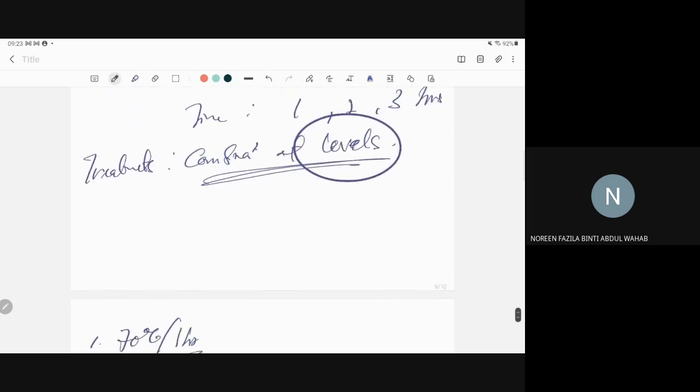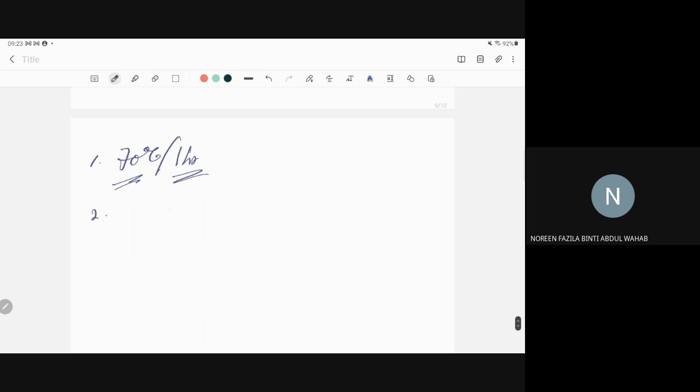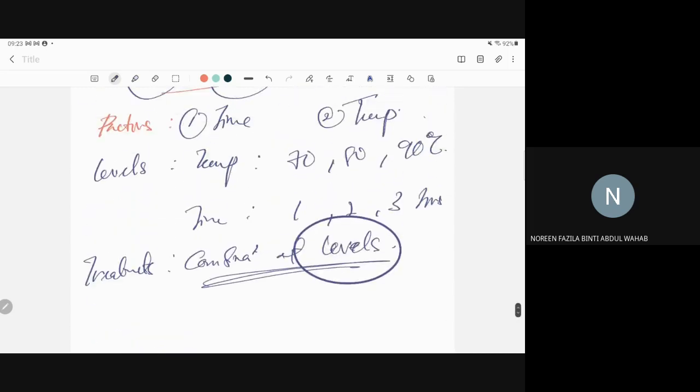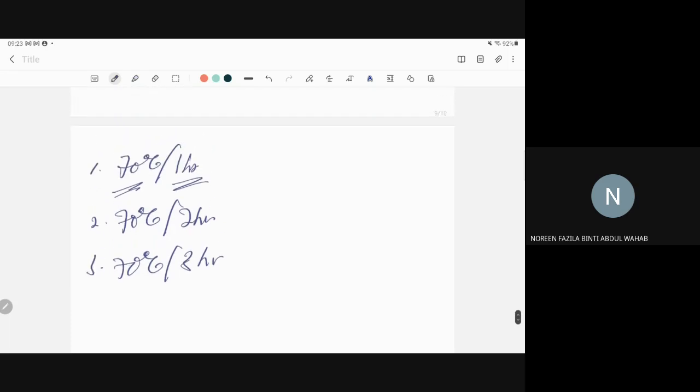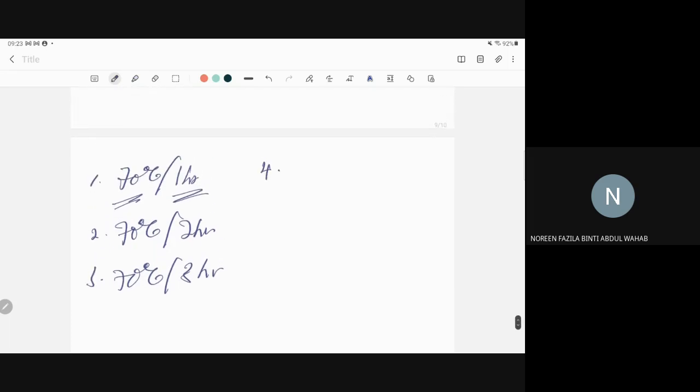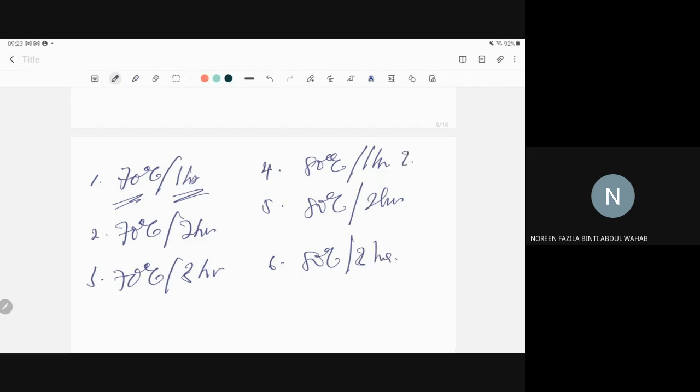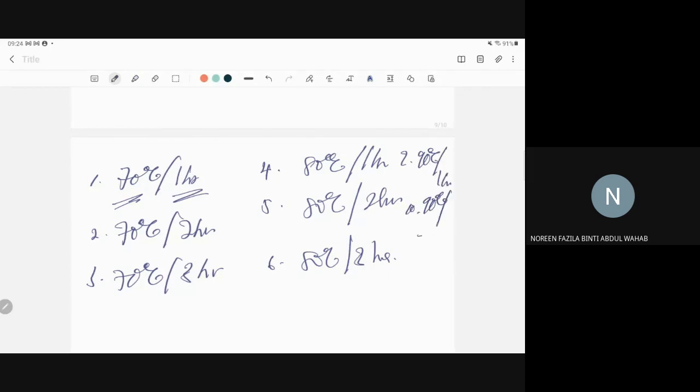Again, the second one will be 70 degrees C for 2 hours. The third will be 70 degrees C for 3 hours, because it is 1, 2, 3 and 70, 80, 90. Number four will be 80 degrees C for 1 hour. Number five, 80 degrees C for 2 hours. Number six is 80 degrees C for 3 hours. And then number seven, 90 degrees C for 1 hour. Number eight, 90 degrees C for 2 hours.